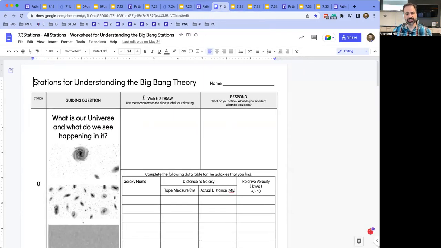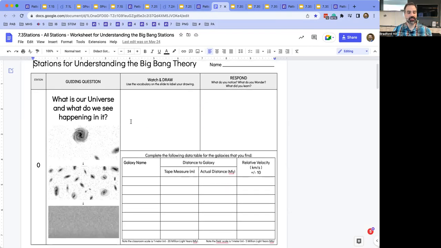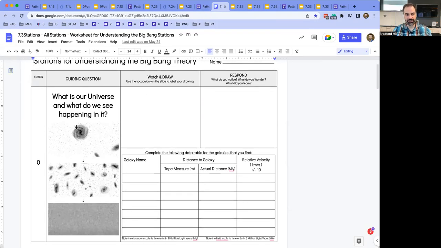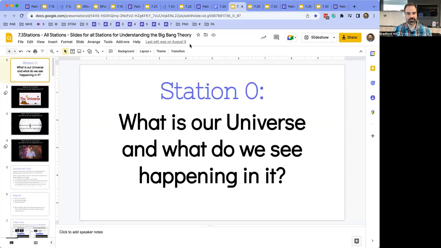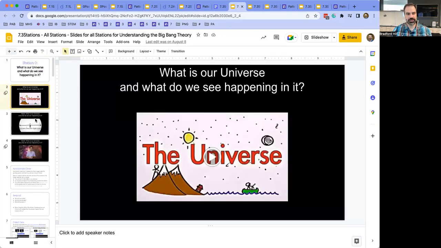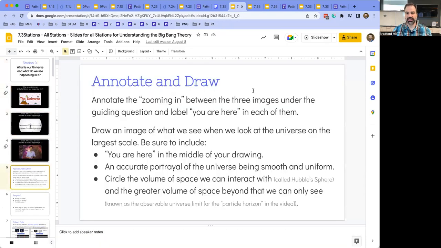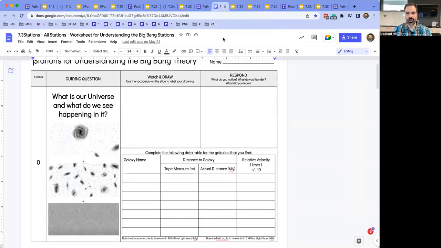So this is stations. We've had stations in units 4, 5, 6, 7. And again, each station, this one's station 0, so everyone's doing it. And that is, what is our universe and what do we see happening in it? So multiple great videos. That's just so great about space, there are a lot of great videos, but then they're always going to annotate, draw and respond. Then super fun. Everyone's doing this. This is all together, station 0, that's setting up how to do stations.